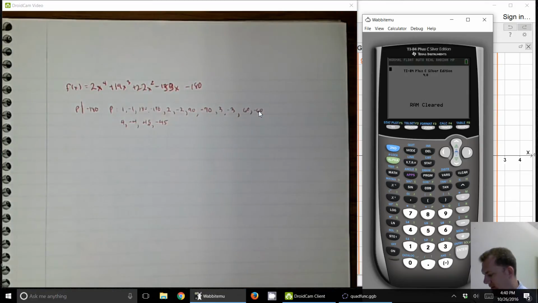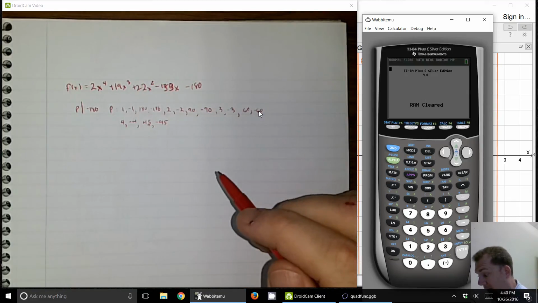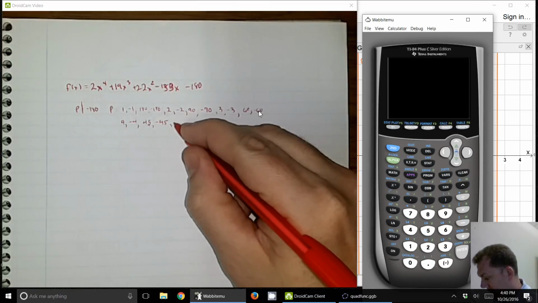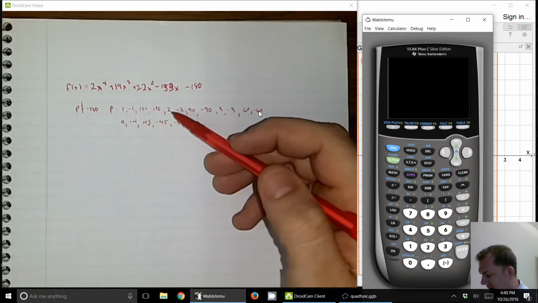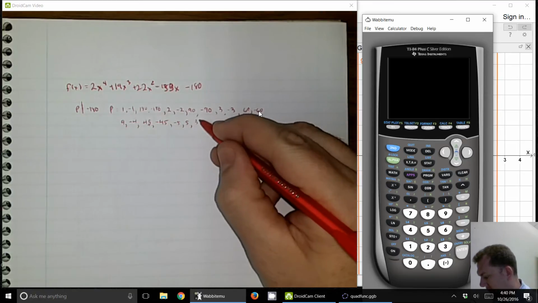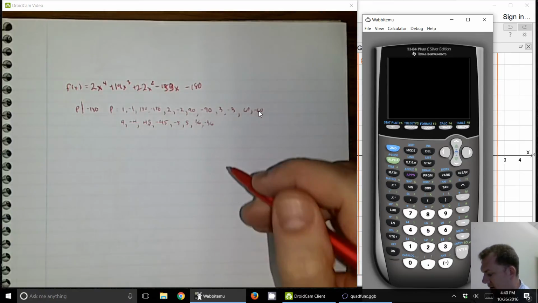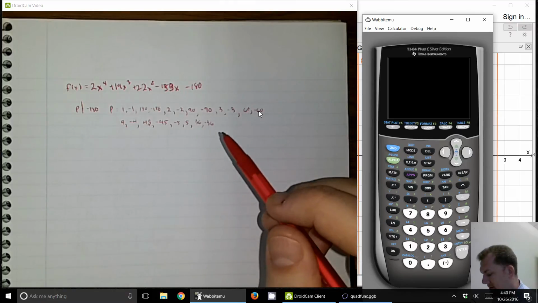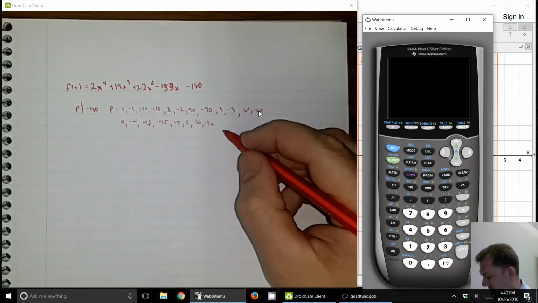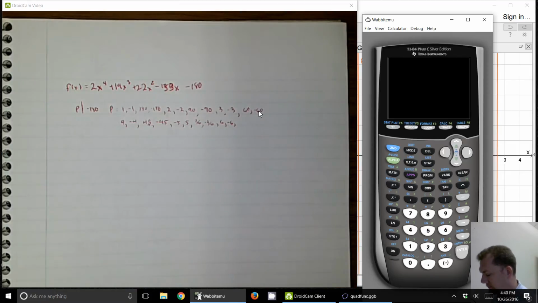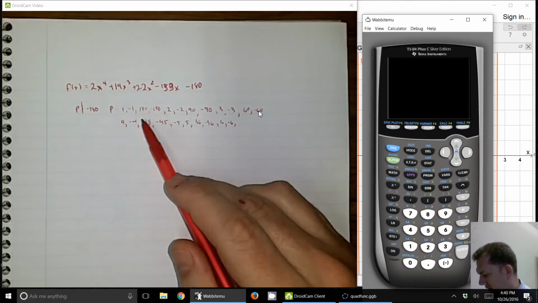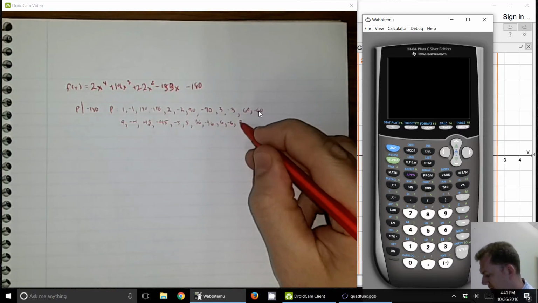Okay, this is getting kind of crazy. It's divisible by 5. 180 divided by 10 is 18, so doubling that's 36. Is it divisible by 6? Yes, it is. Dividing by 2 and then dividing by 3, that's 30.